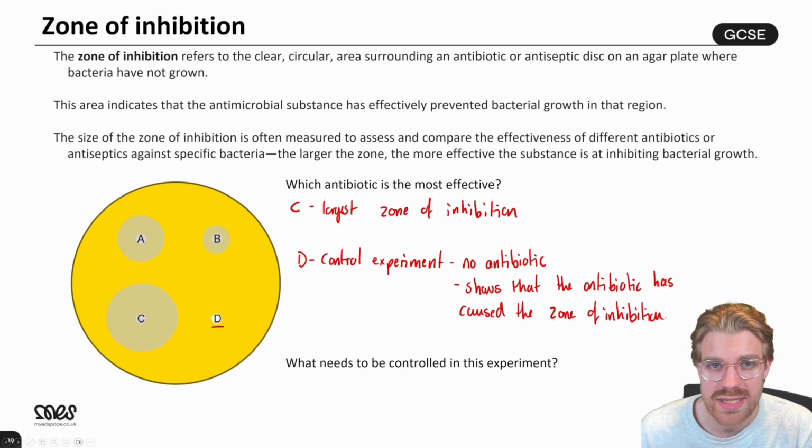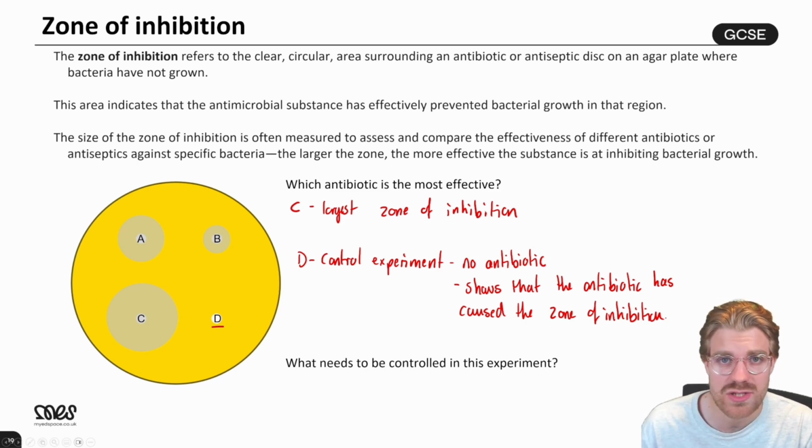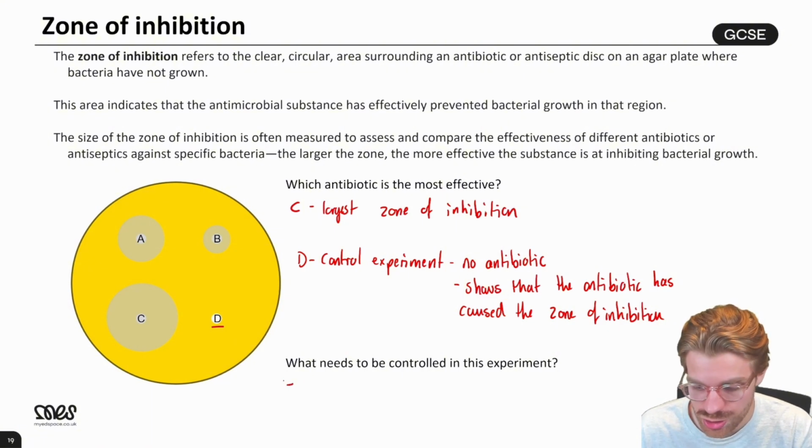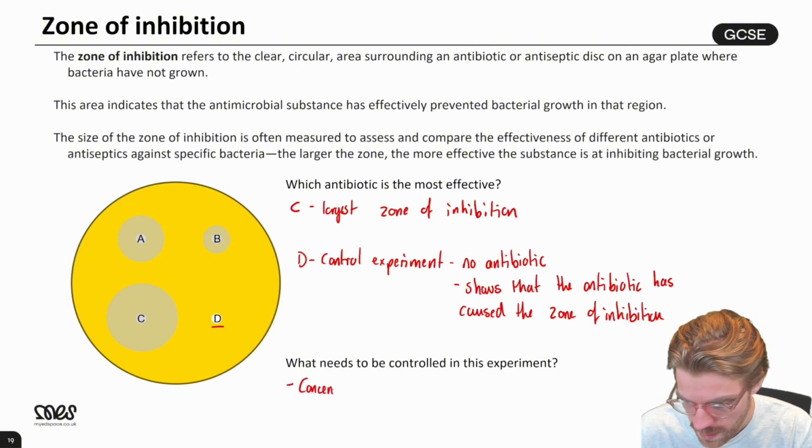Now, as well as that, we need to control other variables that might affect the growth of the bacteria. Imagine if this was being done on different agar plates with a different antibiotic added to each plate. Well, we would need to control the concentration of the antibiotic. We want to make sure that they all are the same.